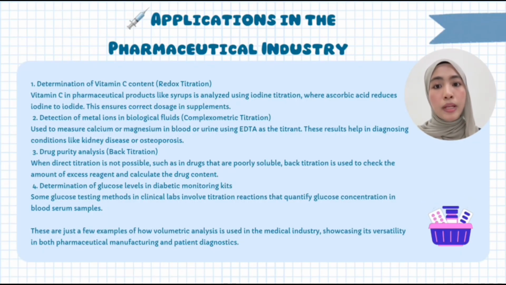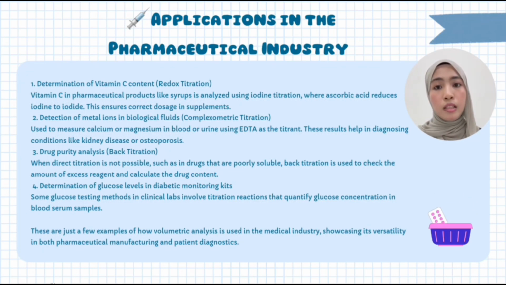Second, the detection of metal ions in biological fluids using complexometric titration. Calcium or magnesium levels in blood or urine are measured using EDTA as the titrant, which helps diagnose conditions like kidney disease or osteoporosis. Third, drug purity analysis using back titration. This method is useful when direct titration isn't possible, especially for drugs that are poorly soluble. Back titration helps calculate the drug content based on the amount of excess reagent.